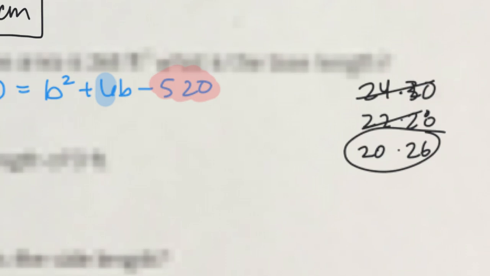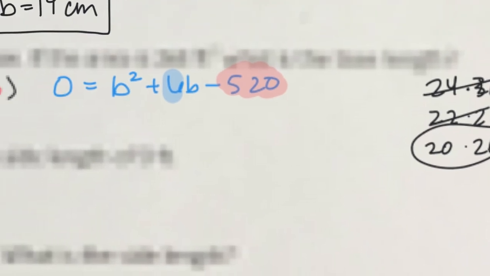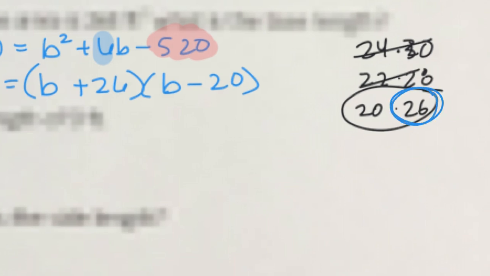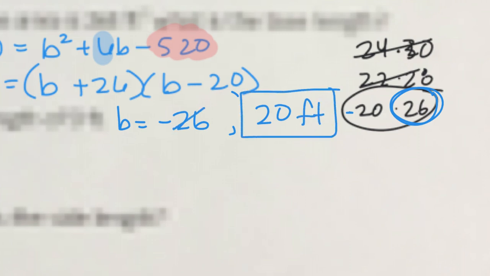20 times 26. So mine factors to (b plus 26)(b minus 20), because the larger factor has to be the plus. So b plus 26, because it's a positive 26, and I want a positive 6. So 26 minus 20 gives you positive 6. So when I solve each of these, my base is either negative 26 feet, or positive 20 feet. And since this is geometry, we throw away the negative answer and keep the positive one. So my base is 20 feet.